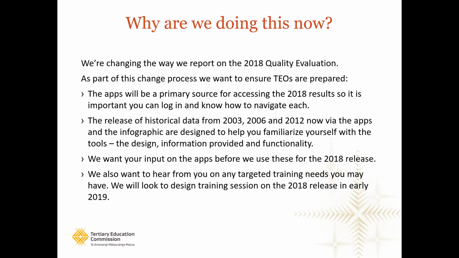So why are we doing this now? As part of our change process for reporting, we've released 2 new online applications with 2003, 2006, and 2012 data included. We've done this now because the apps will be a primary source for TEOs to access the aggregate 2018 results. We want to ensure you're as familiar as possible with these tools prior to the 2018 release in April 2019. It also will enable us to tailor training for you in early 2019 if you want any additional support on how to use these tools.